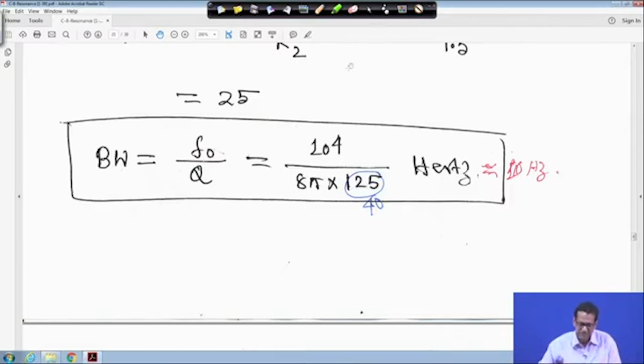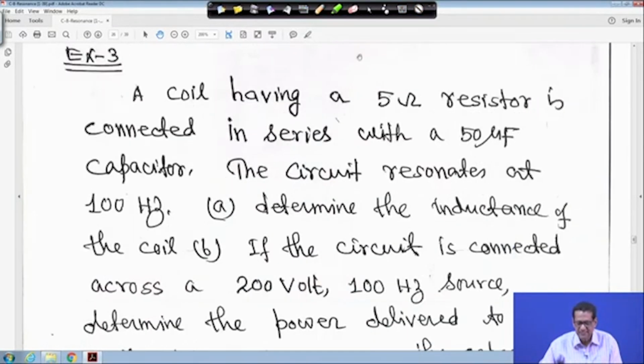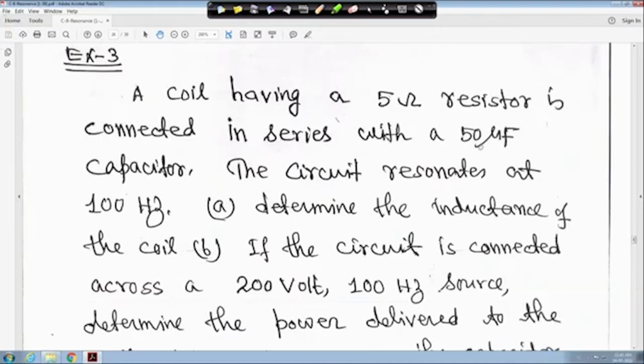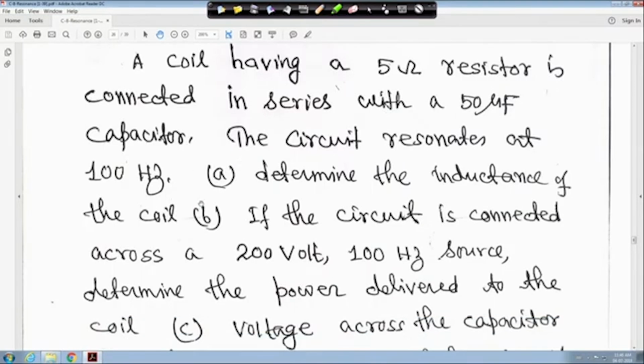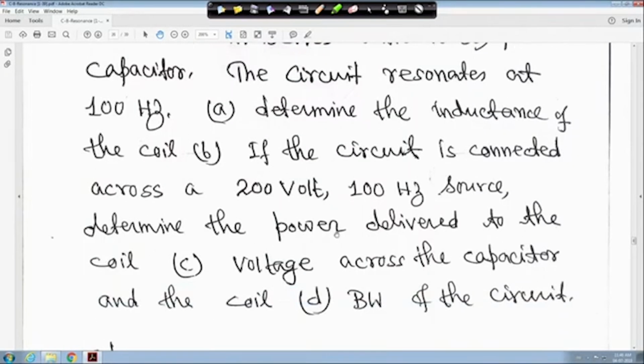So this is one. Another one is example 3. A coil having a 5 ohm resistor is connected in series with a 50 microfarad capacitor. The circuit resonates at 100 hertz. That means your f0 is equal to 100 hertz. A, determine the inductance of the coil. B, if the circuit is connected across a 200 volt 100 hertz source, determine the power delivered to the coil.